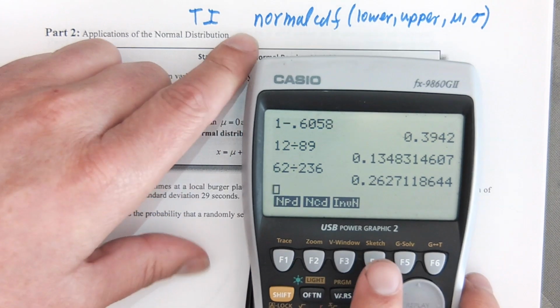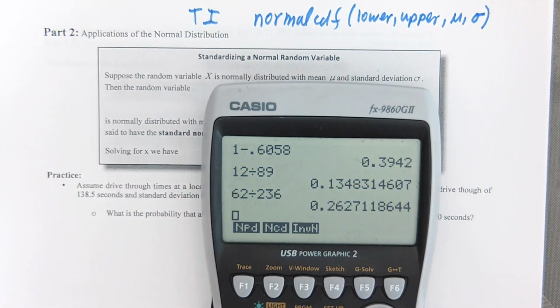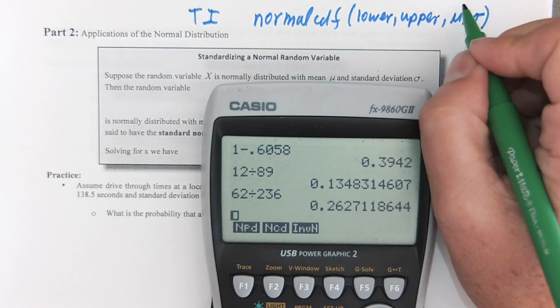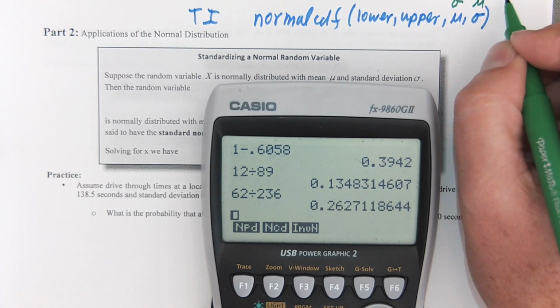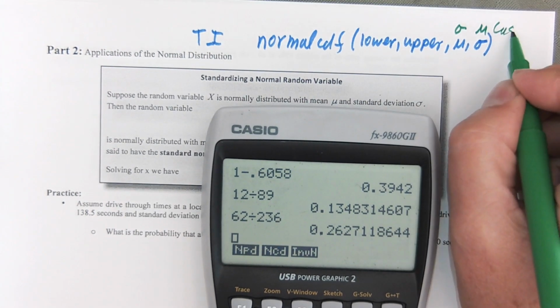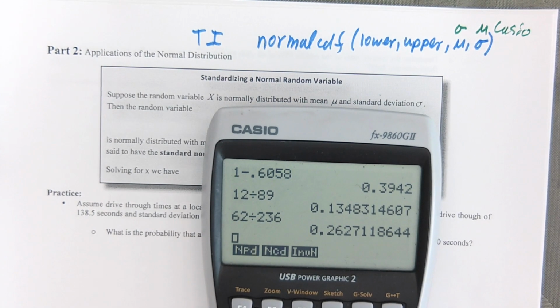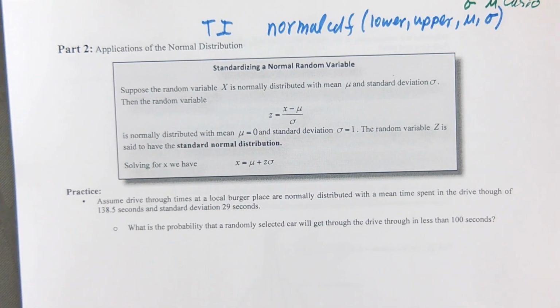The biggest difference with the Casio is that these are switched. For a Casio, it's sigma, and then the mean. Once again, this is for the Casio. With that said, moving forward, I'm going to use a TI for most of these.